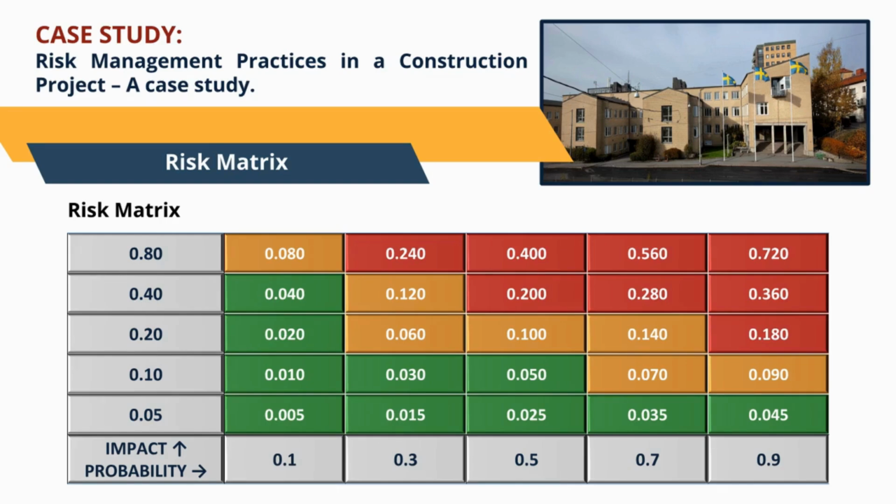Yellow and orange areas indicate moderate risks that require attention and possible mitigation. Red areas represent high and very high risks that demand immediate response planning and management action. This structured visual approach allows project teams to compare risks consistently, focus resources on the most critical threats and opportunities, and align decision-making with the organization's risk tolerance. By using the risk matrix, qualitative assessments become more transparent, objective, and easier to communicate across all project stakeholders.